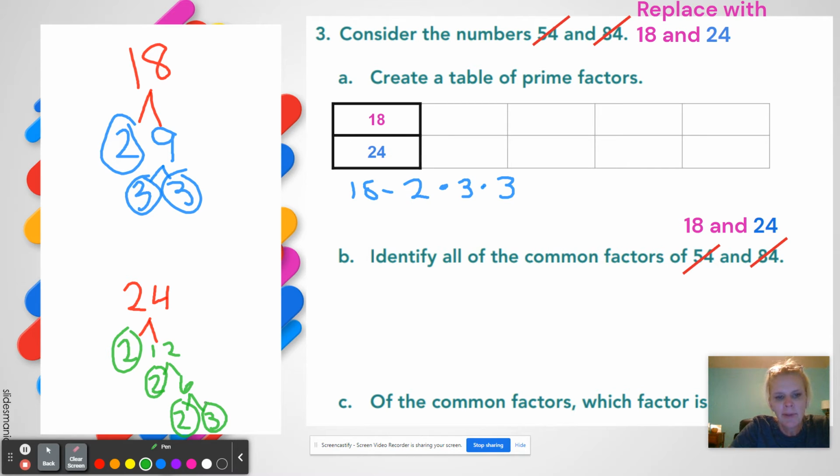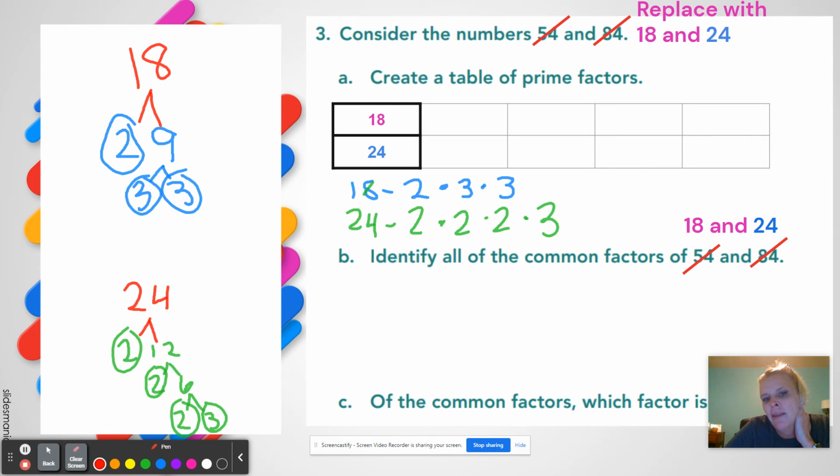Okay, so then I'm going to come up here, and that's terrible. Okay, I'm going to close that. I've got 18 and I've got 24. And so when I pull those numbers that are circled off of the little factor tree, I have 2 times 2 times 2 times 3. Okay. Now let's put those numbers into our table.